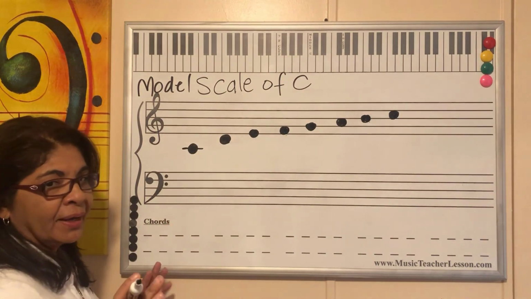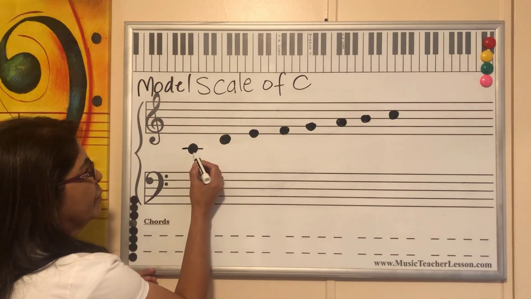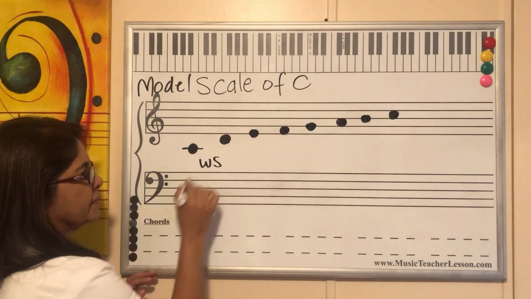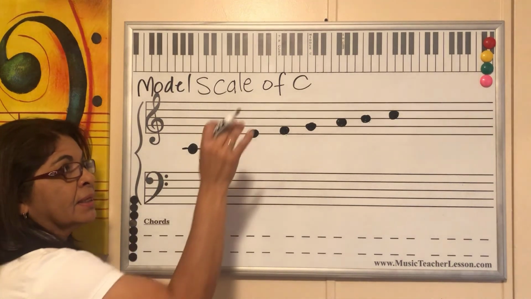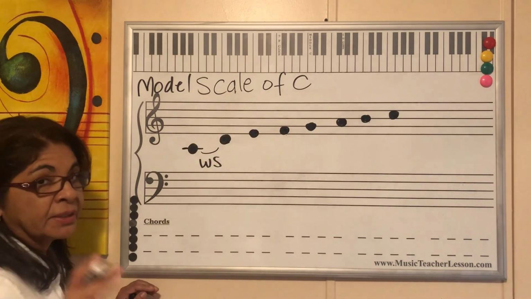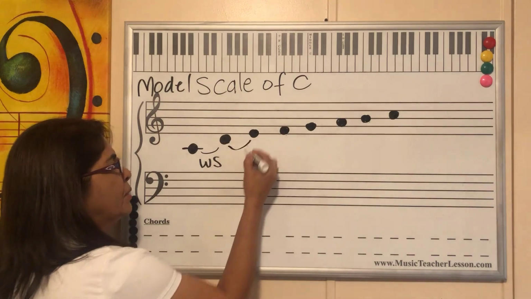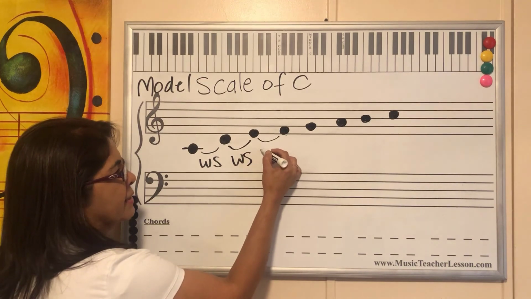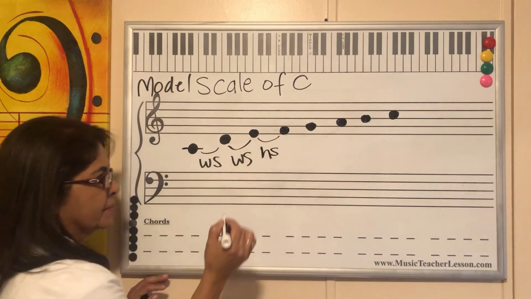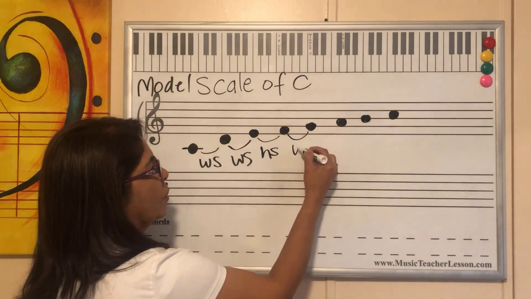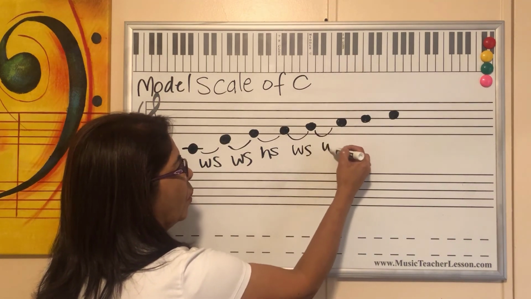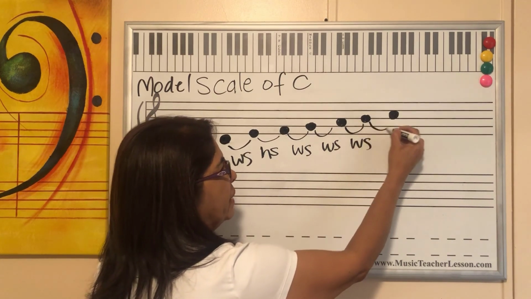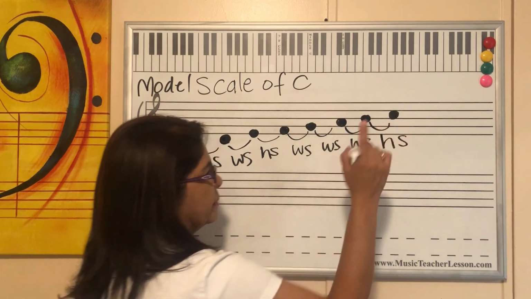So, look how the scale goes. There is a formula. From C to D, there is a whole step. I wanna take you to the keyboard in a minute so you can understand a little more. From D to E, there is another whole step. From E to F, there is a half step. F to G, whole step. G to A, whole step. A to B, whole step. B to C, half step. Now look at this.